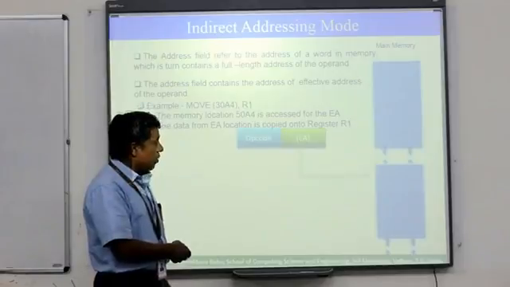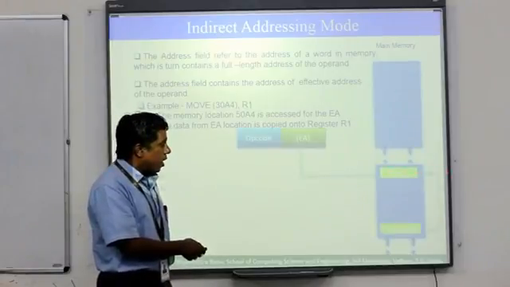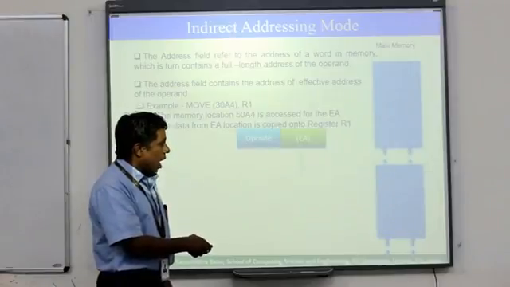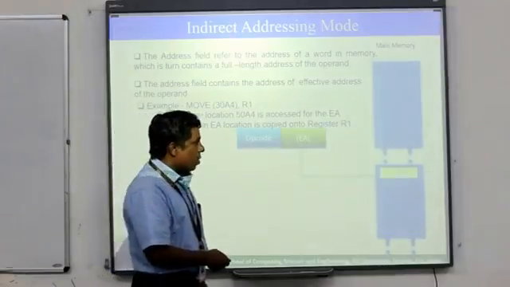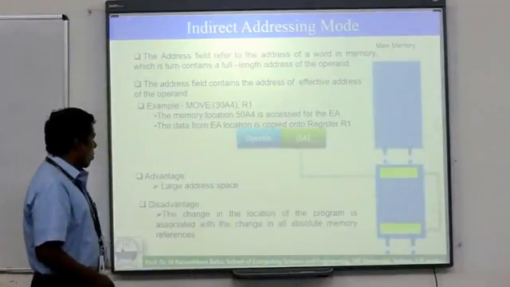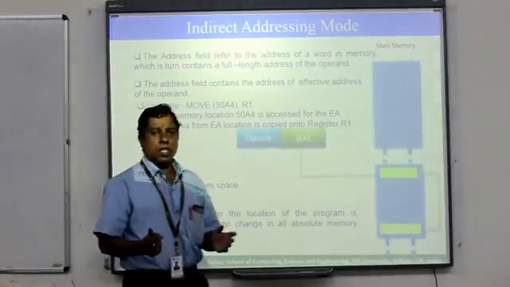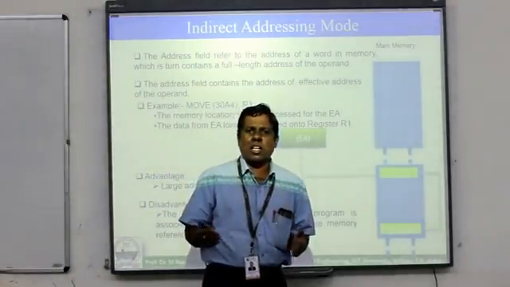So what will it do? It will go to the main memory where the effective address is available. From there it will go to the other part of this one. So this requires multiple references. What is the advantage of this indirect addressing mode? Large addressing space. So we can avail that large addressing space.